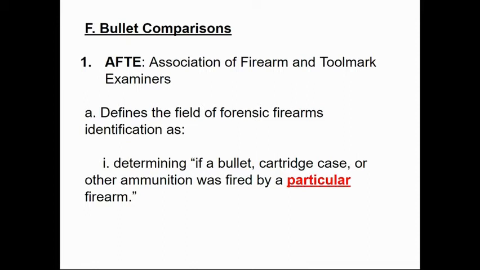There are professional organizations that determine standards, and this one is the Association of Firearm and Tool Mark Examiners, the AFTE, and it defines forensic firearms identification in a few different ways. So, one, determining if a bullet, cartridge case, or other ammunition was fired by a particular firearm. In other words, can you individually identify that that bullet came from that firearm?